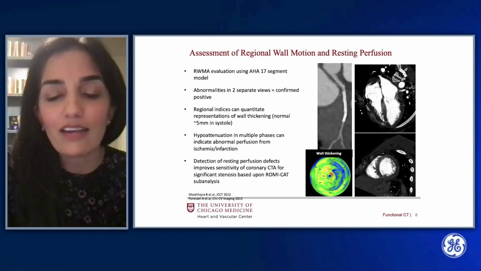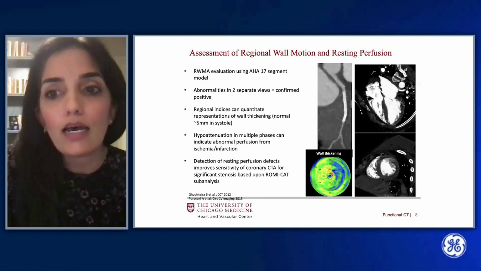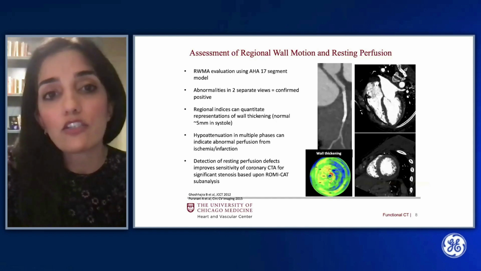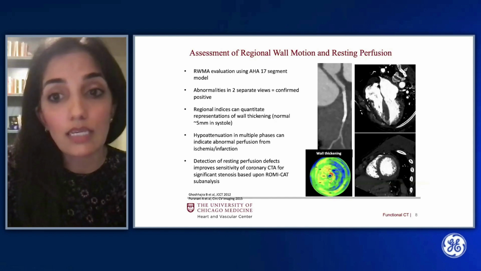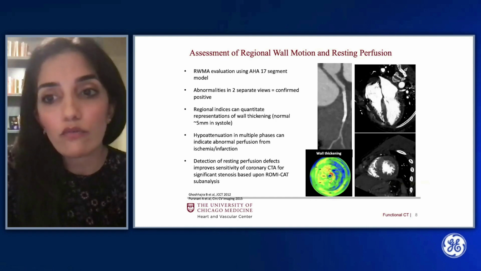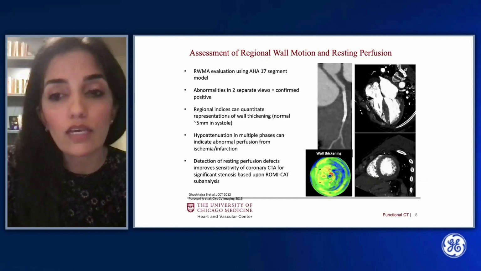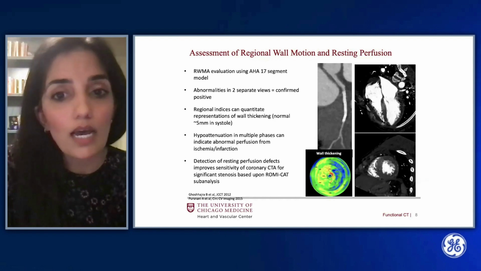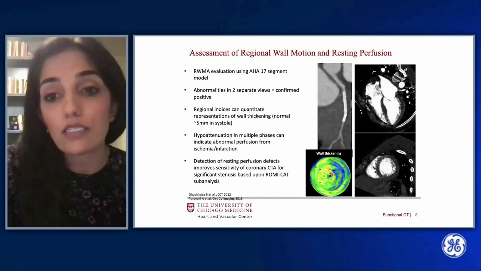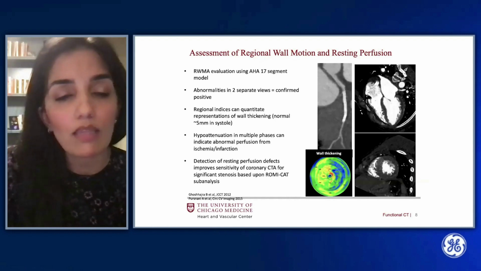Fortunately, we work in the era of CTFFR, but as shown here in the case of a patient with a left circ stent, anterolateral and infralateral hypokinesis, reduced wall thickening, and perfusion defects, these findings can still be high yield and facilitated by the use of dynamic CT methods.